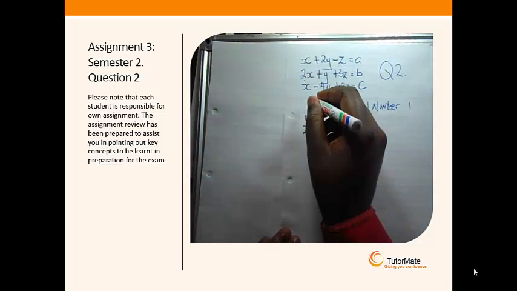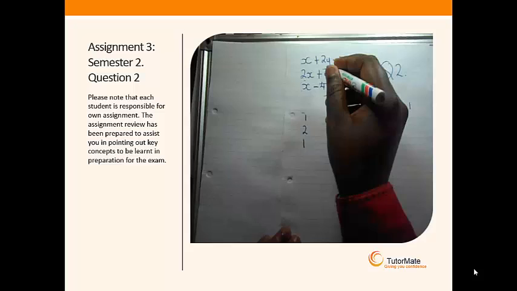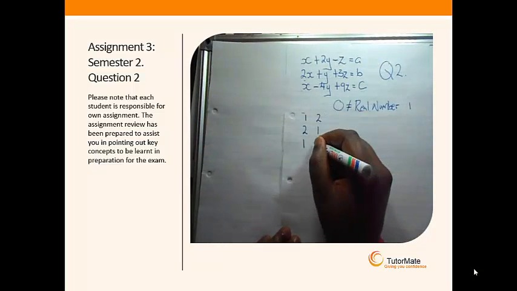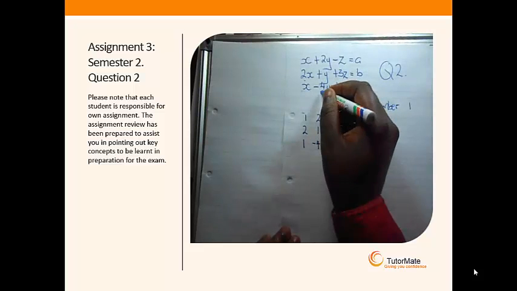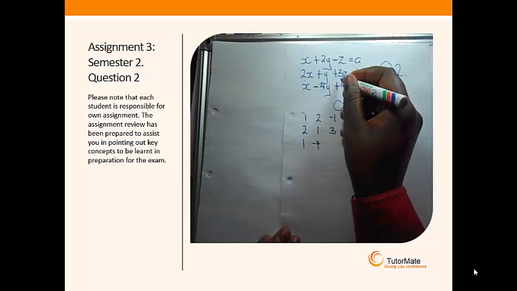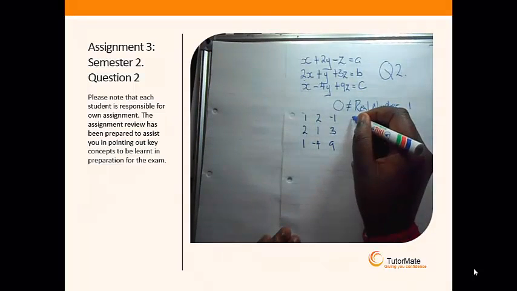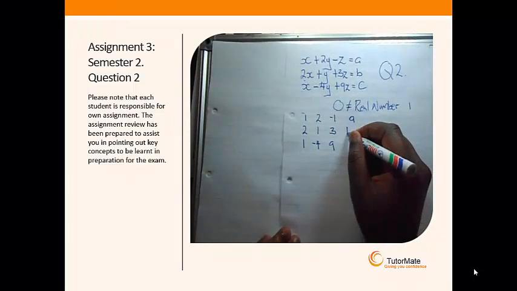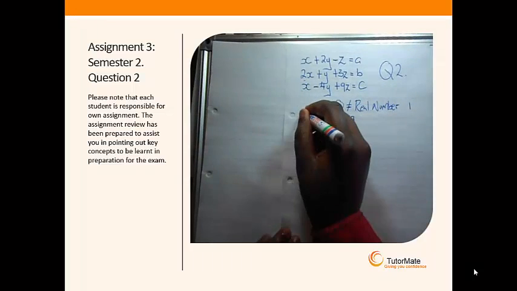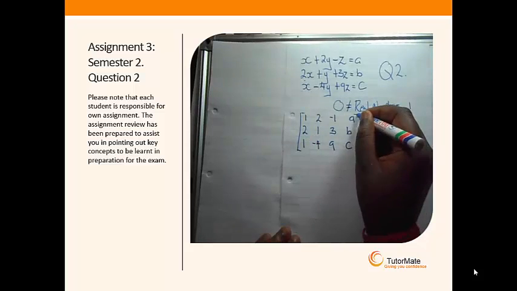2 coming from here, 1 coming from here again, then 2 coming from 2y, 1 coming from plus y, 1, minus 4 coming from minus 4y, then minus 1, 3 coming from here, 9, then we're going to have a, b and c. So we've successfully converted our linear system into an augmented matrix.